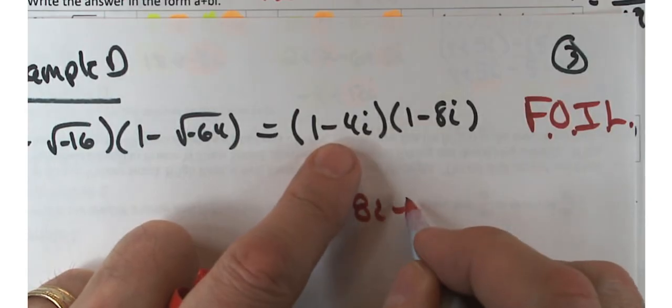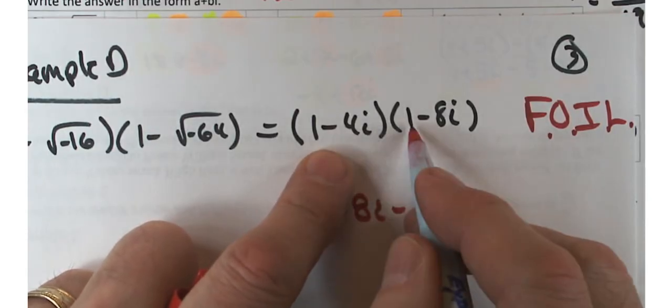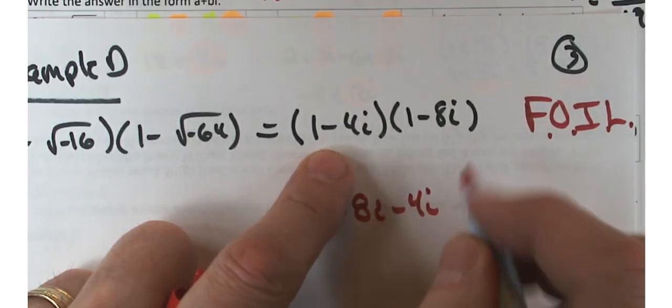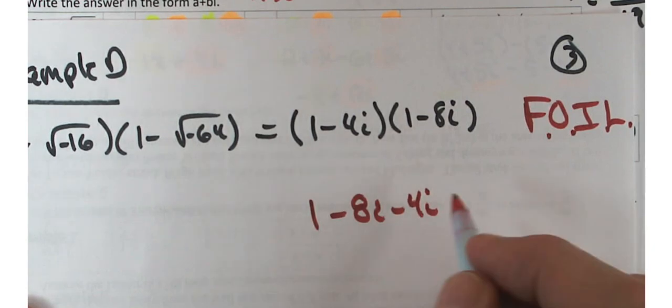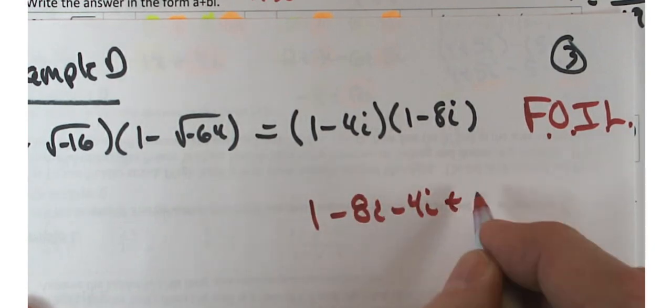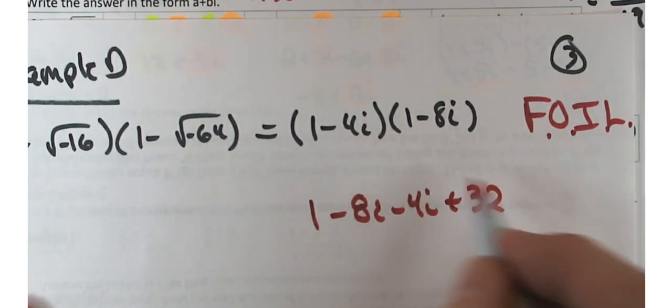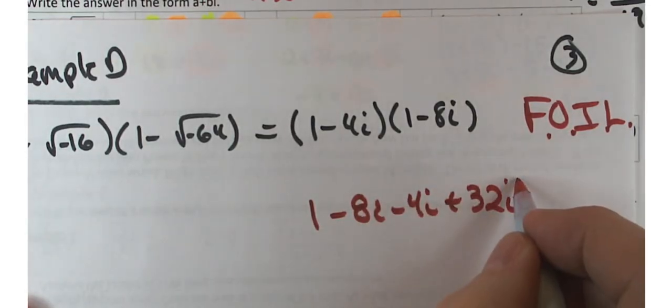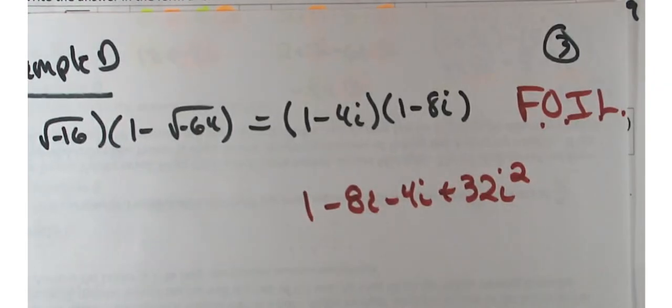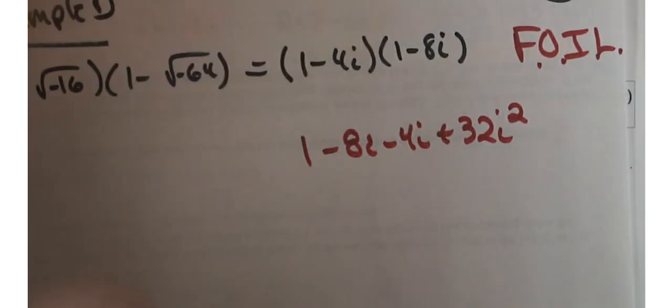Negative 4i times 1 is minus 4i. And then finally, negative 4i times negative 8i, plus 32. Good. Keep going. I times I is i squared. Yes, well done. I'm not going to be happy if you leave it like this. There's a little bit more that I want from you on this. Can you see any simplification?